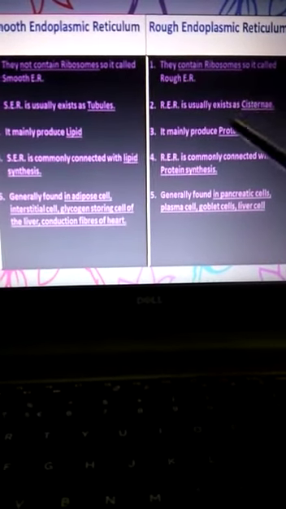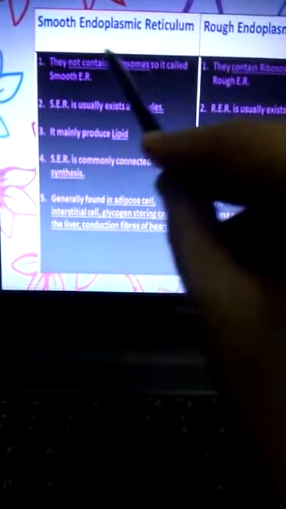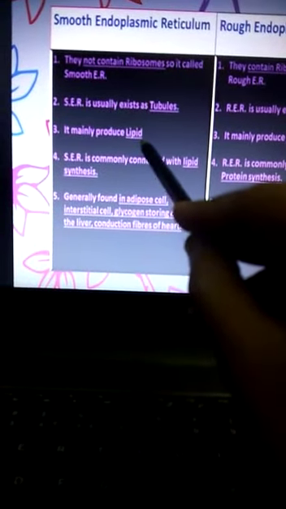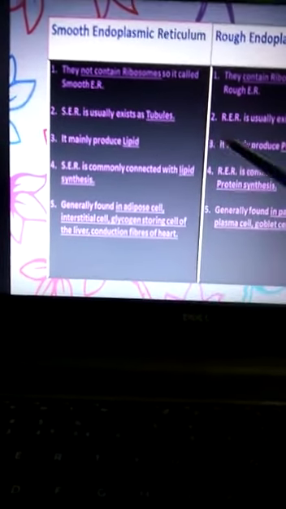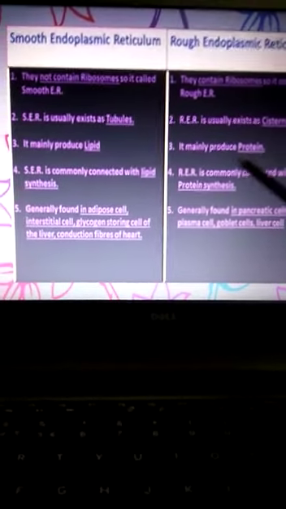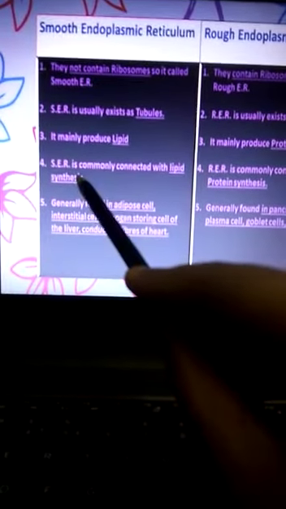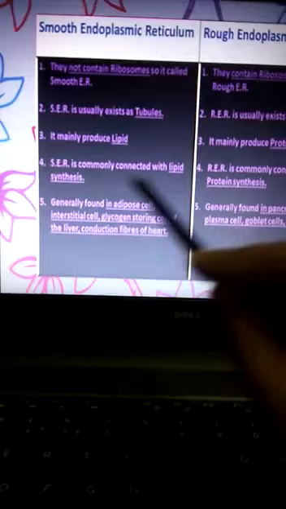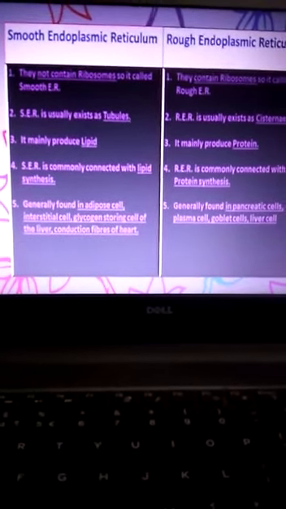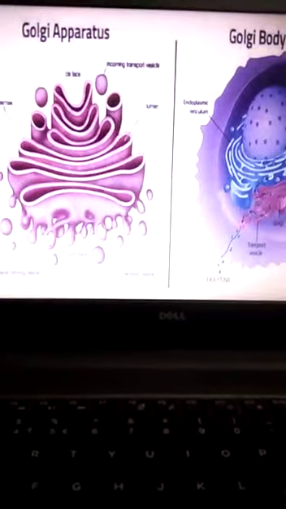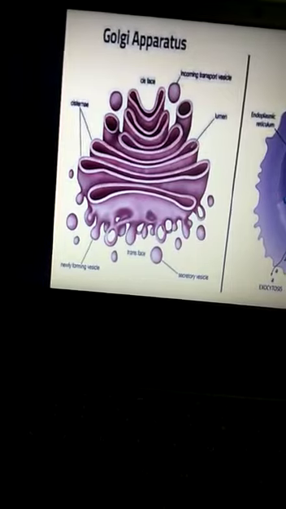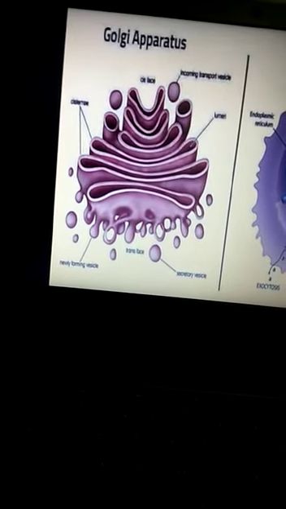Cisternae here means membranous. Smooth endoplasmic reticulum is mainly producing the lipids that are helpful for what? Membrane biogenesis. But in the case of rough endoplasmic reticulum, its major production is protein. So that is why smooth endoplasmic reticulum is connected with lipid synthesis and rough endoplasmic reticulum is connected with protein synthesis. Now, the next organelle that we are going to talk about is an extension of the same endomembrane system.